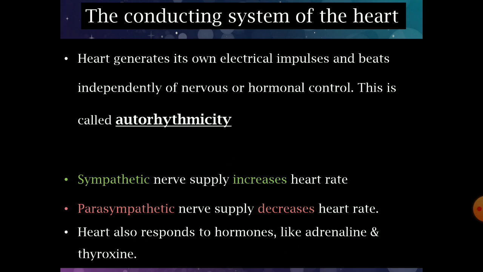You can see in the next slide how it originates its electrical impulses, and from where it originally originates them. So this is the main property of the heart, known as autorhythmicity.